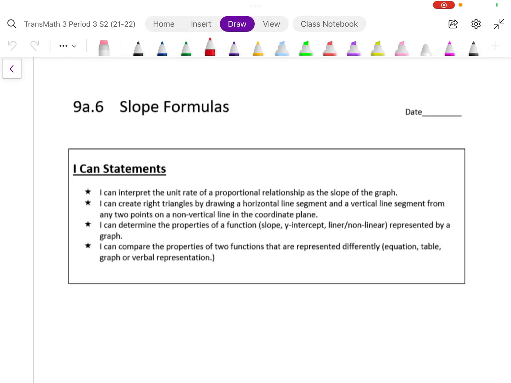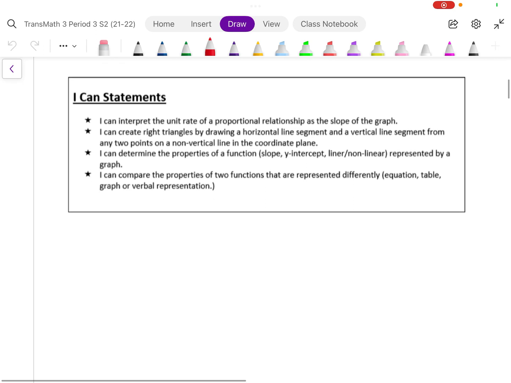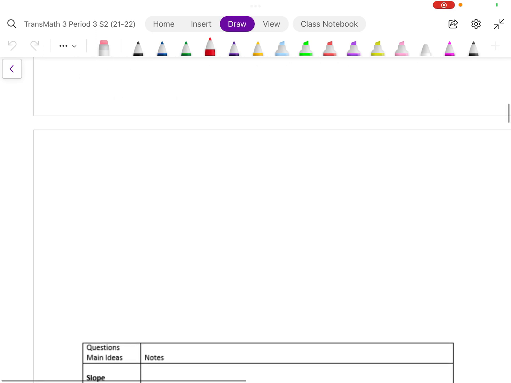Okay, lesson 9a.6. In this lesson, we're going to talk about the slope formula. Yesterday we found the slope of a line given the line. You picked 2 points, rise over run, vertical change over horizontal change, right? So we're going to continue with that idea.